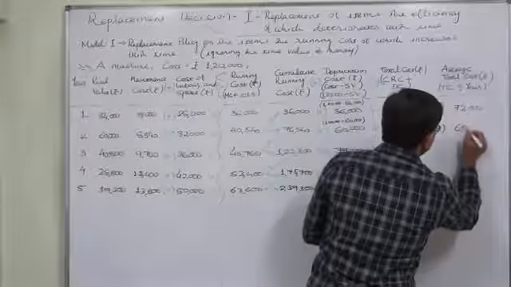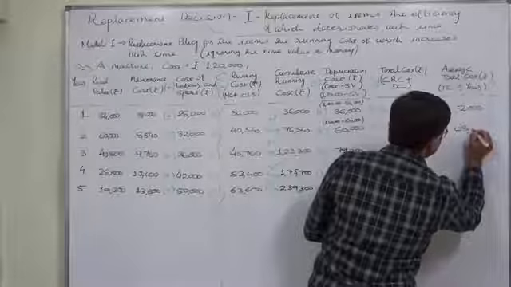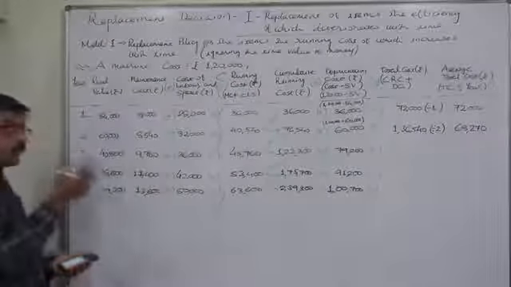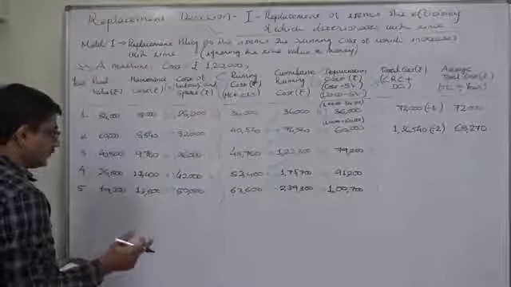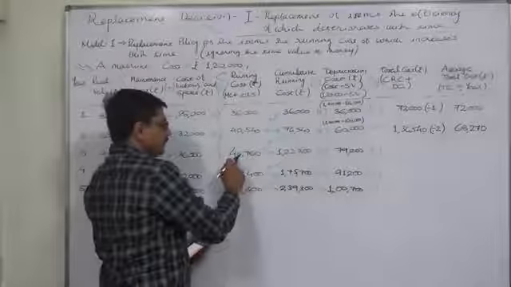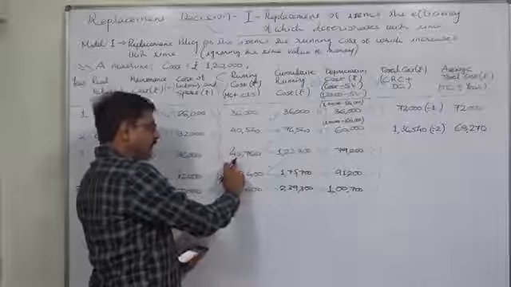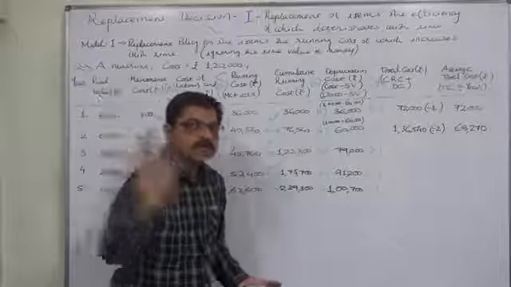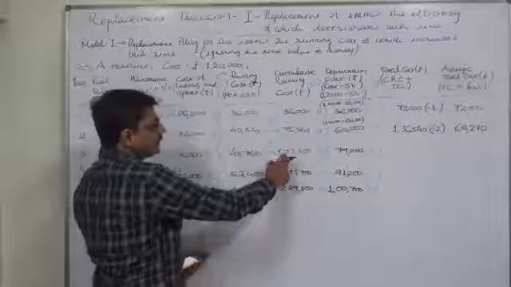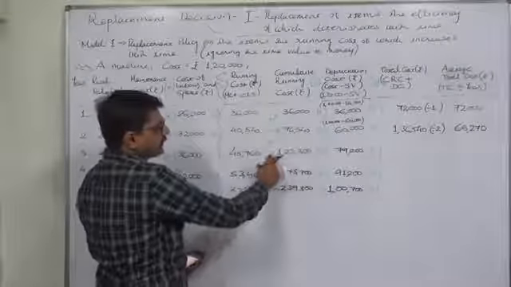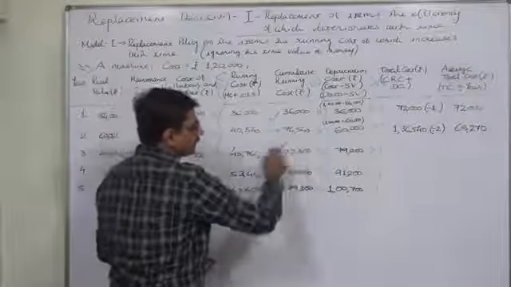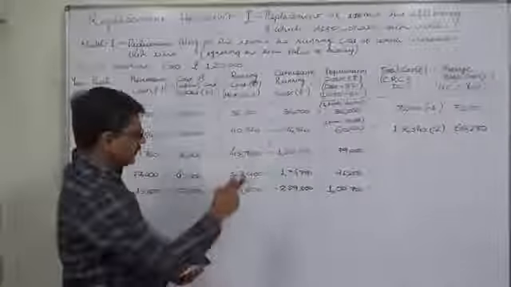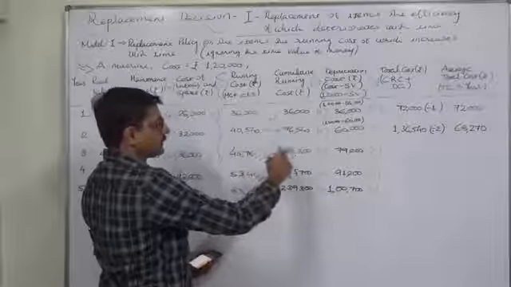And the average total cost for 1 year comes to 68,270. Now what if we use the machine for 3 years? First of all, the running cost for the third year is 45,760, but we have to consider the running cost for 3 years. So add it to the total of 2 years, it comes to 1,22,300 for 3 years. This is the running cost if we use the machine for 3 years.